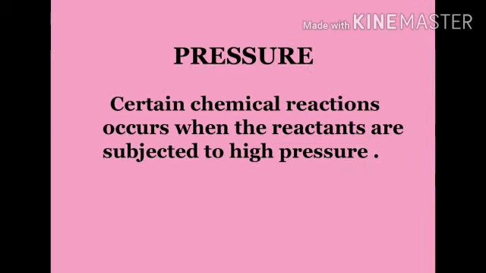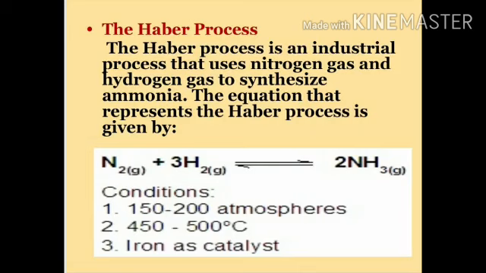The next condition we study is pressure. Certain chemical reactions occur when the reactants are subjected to high pressure. For example, the formation of ammonia. This is the Haber's process. Haber's process is an industrial process that uses nitrogen gas and hydrogen gas to synthesize ammonia. The equation is N2 plus 3H2 gives you 2NH3.